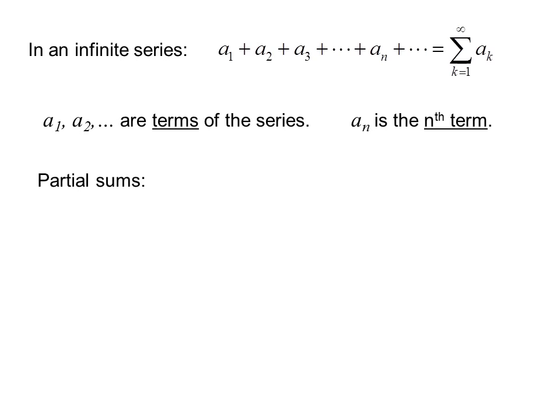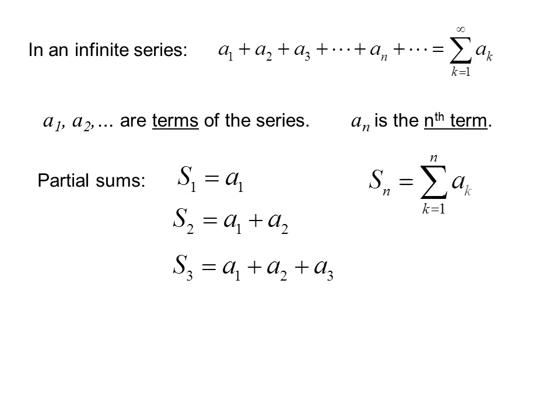We can find partial sums. S sub 1 is just the first term, a sub 1. S sub 2, or the second partial sum, is a sub 1 plus a sub 2. S sub 3 is a sub 1 plus a sub 2 plus a sub 3, or the sum of the first 3 terms. So S sub n is the sum of the first n terms. We write the summation from k equals 1 to n of a sub k. So this is the nth partial sum.